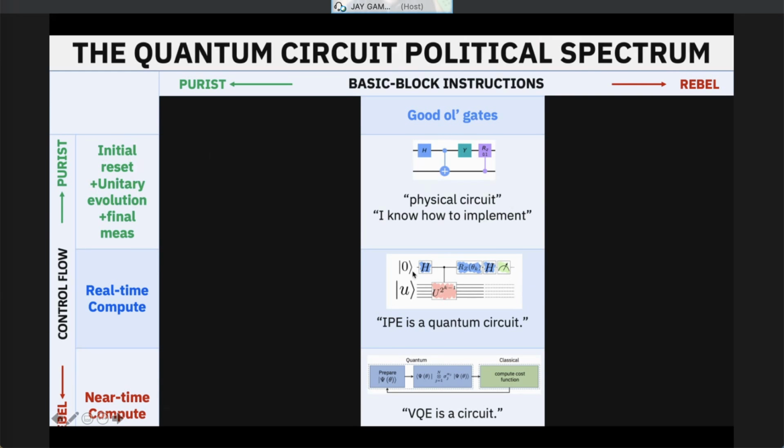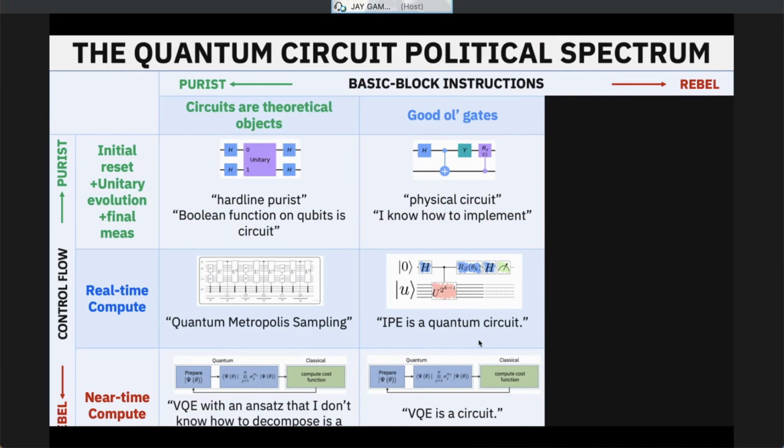Here you see, if I've got classical resources, why not use them to make my task better, as a sort of medium or the practical definition of quantum circuit. And then down the bottom, called the rebel, the one that would view VQE as a circuit. In this talk, I've only just gone through the basic building blocks, but you can even go further.